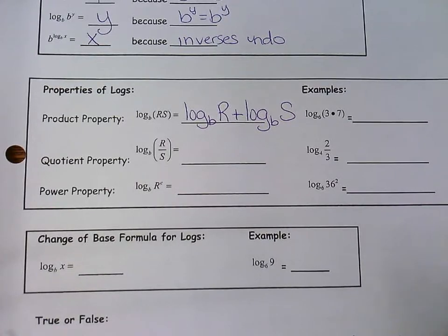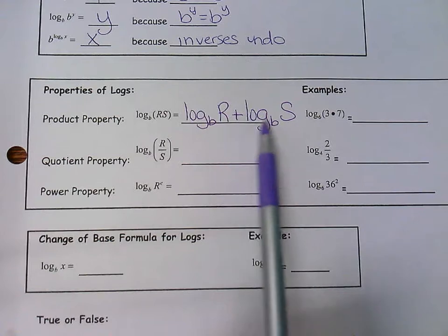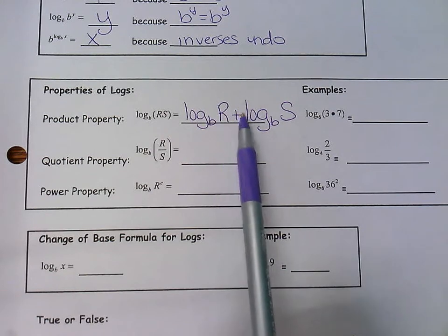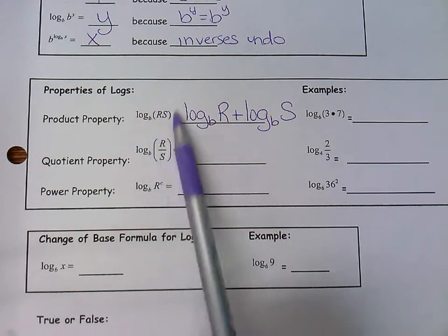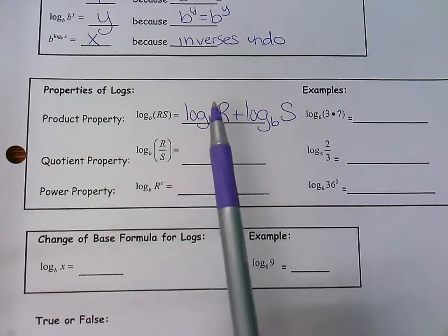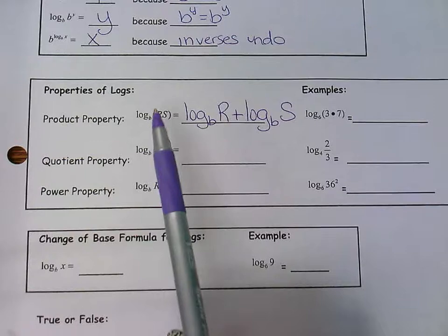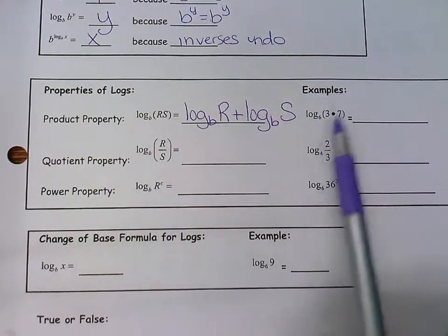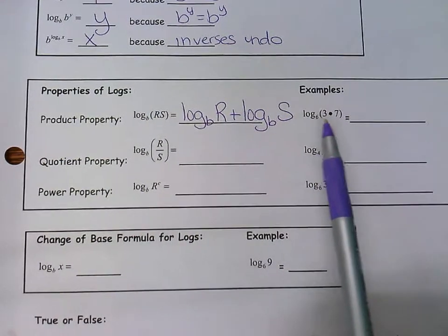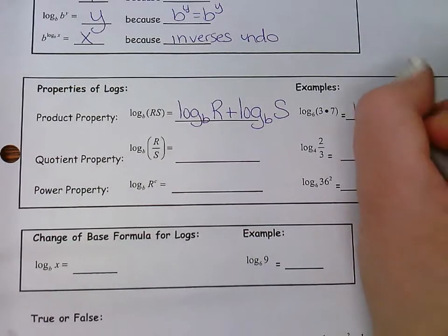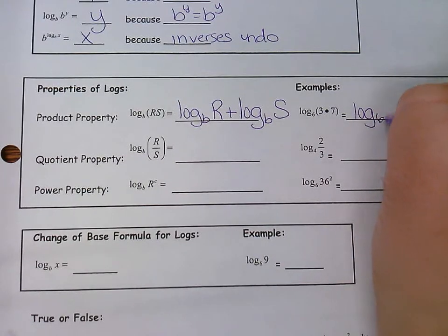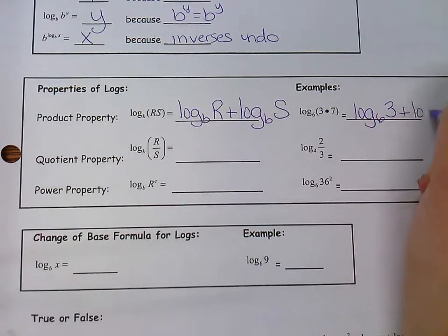So you might ask, why would you ever break a log up? Usually we're going to start over here on the right, simplify it, and write it back as one log. So we use this property when we want to simplify an expression so that we only have one log to deal with in the expression. So here, if I'm multiplying these two things in the log, I can separate them out: the log base 6 of 3 plus the log base 6 of 7.